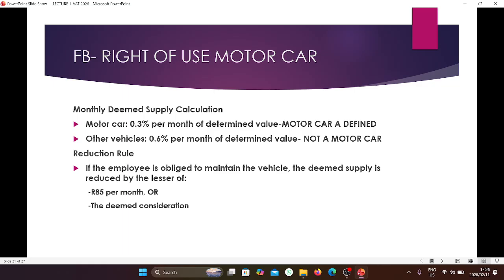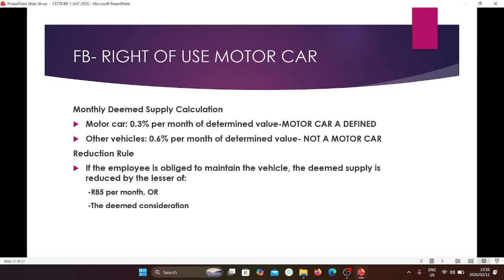So now we're including fringe benefits. For sure, you're asking yourself, what's going on? We are just calculating the VAT on the fringe benefit. So how do we calculate it for the right of use motor car? First of all, you start with the value of the car, multiplied by either 0.3% or 0.6%. If it is a motor car as defined, there's a definition of a motor car, you multiply the value by 0.3%. If it is not a motor car as defined, you multiply it by 0.6%.